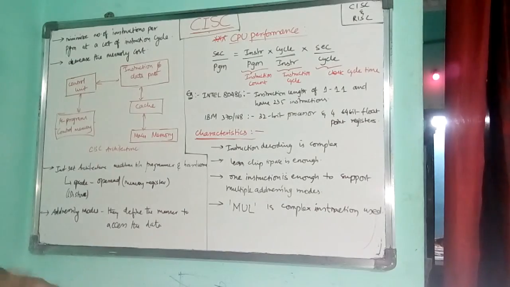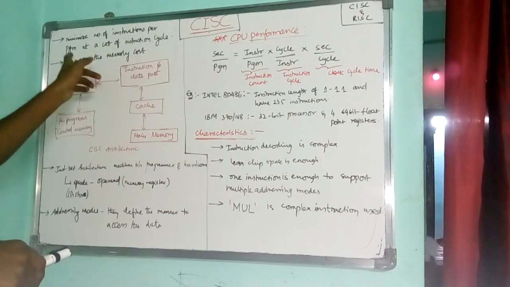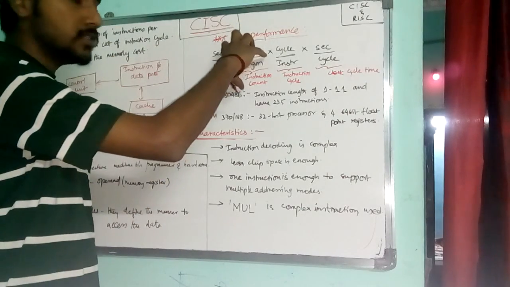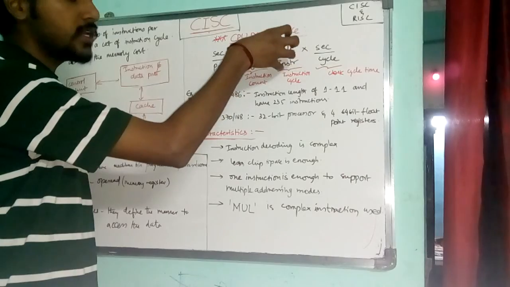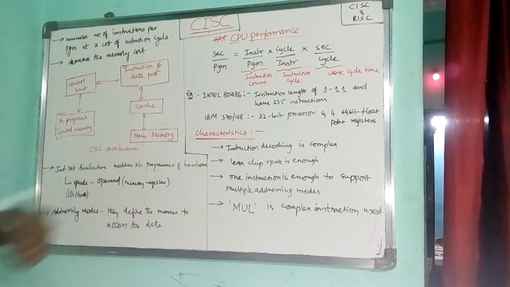Now, as I discussed earlier, at the cost of the instruction cycle, we will minimize the number of instructions. We will minimize this, even though it is more or less. That is the main aim of the CISC type of CPU architecture design.